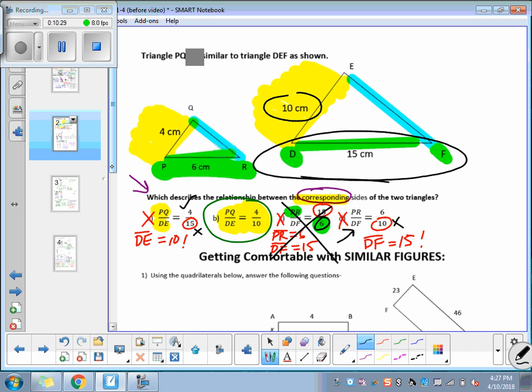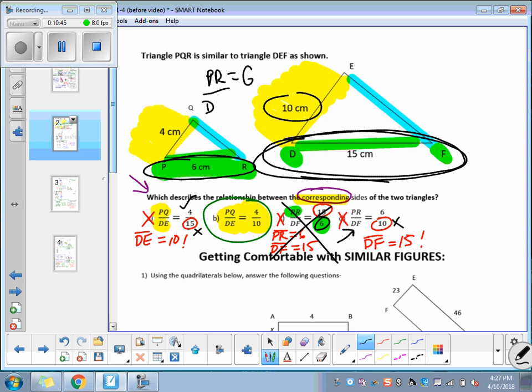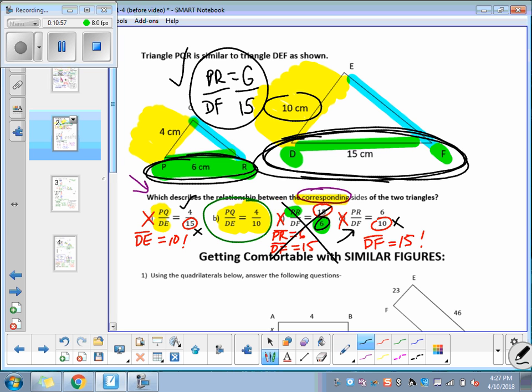Before I move on, another true corresponding example would be if I took PR and said, okay, so PR is worth 6. And it is the same over here as side DF. And side DF is actually a 15. That shows that PR is 6, and it corresponds to side DF of 15. So that one would also work if it had been a select all that apply. All right?